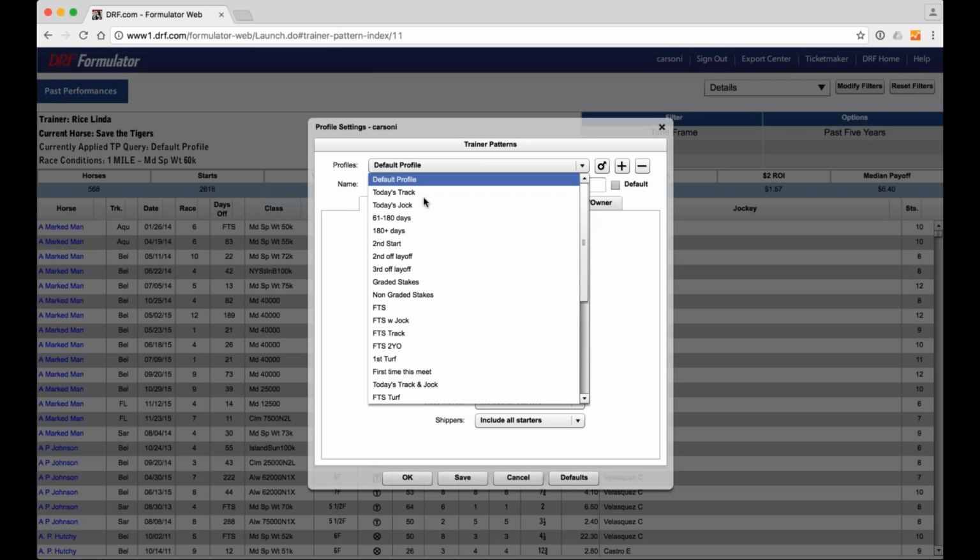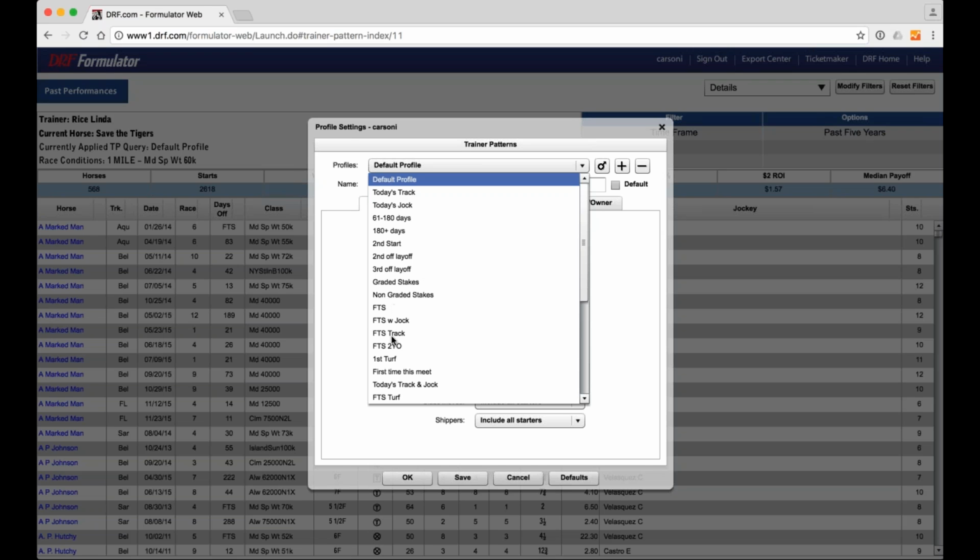So for example, how does the trainer do at today's track? How does the trainer do with today's jock? In the classic PPs, it only goes back up to 2 years. But in Formulator, you're going back 5 years. So I like to see, maybe they haven't done much in the last year and a half, but they used to hit all the time. So that's why I have today's track and today's jock, which are my two most popular saved patterns.